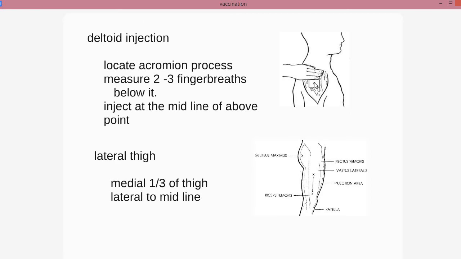So these are the landmarks for the two sites. In the deltoid region, you need to first locate the acromion process, then measure 2 to 3 finger breadths below the acromion process and inject at the midline of the above point at a 90 degree angle. When you come to the lateral thigh, you have to select the middle 1/3 of the thigh, lateral to the midline. These two areas are devoid of major blood vessels and nerves. Therefore, injury to a major blood vessel or nerve is minimal.